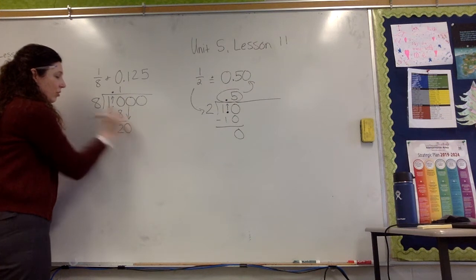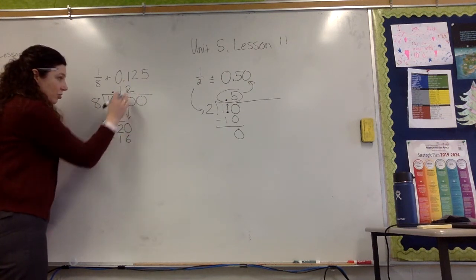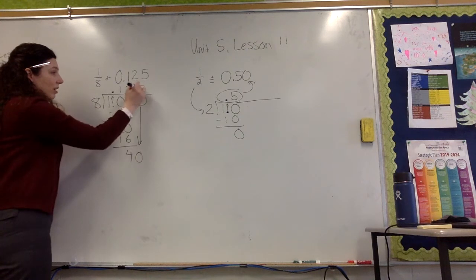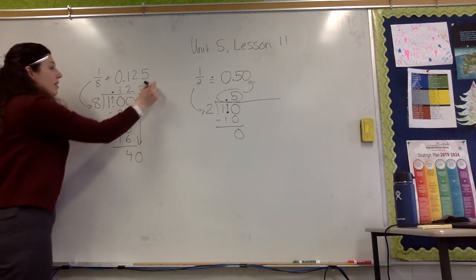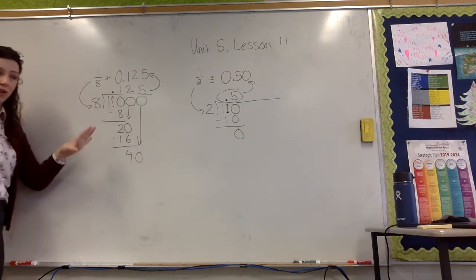I bring down the 0. 8 goes into 20 2 times. 2 times 8 is 16. I subtract and get 4. Bring down the 0. 8 goes into 40 5 times. And again, there's that fraction represented in division form. There's that decimal answer that matches the one I've given, so I can definitely see that they are equivalent.